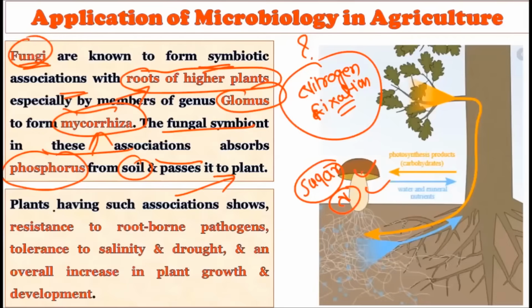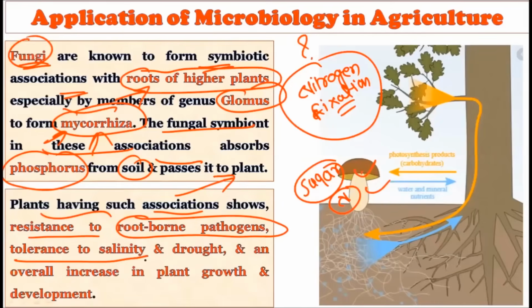Okay. Now see, इसकी वजह से due to this association of the mycorrhiza, the plants having such an association show the resistance to the root-borne pathogens. तो root-borne pathogens के लिए वो resistance हो जाते हैं. उसके बाद वो tolerance भी ज्यादा दिखाते हैं to the salinity. Salinity is the stress due to the salt water. ठीक है, salt water की वजह से क्रिएट होने वाला जो स्ट्रेस होता है उसे salinity कहते हैं. Then the drought के लिए भी वो टॉलरेंट हो जाते हैं. उसके बाद ओवरऑल इंक्रीज होती है प्लांट ग्रोथ में और डेवलपमेंट में अगर उनका माइकोराइजल एसोसिएशन वहां पे है तो. Okay, so all these mycorrhiza we can use as a biofertilizer.